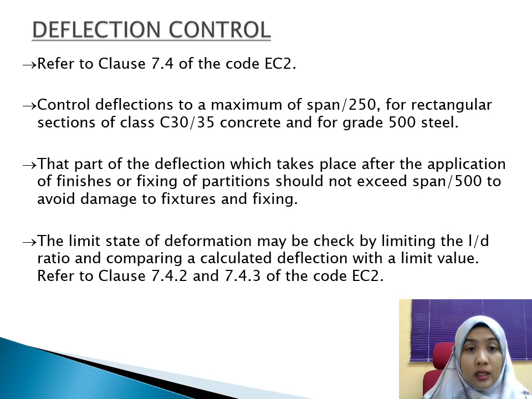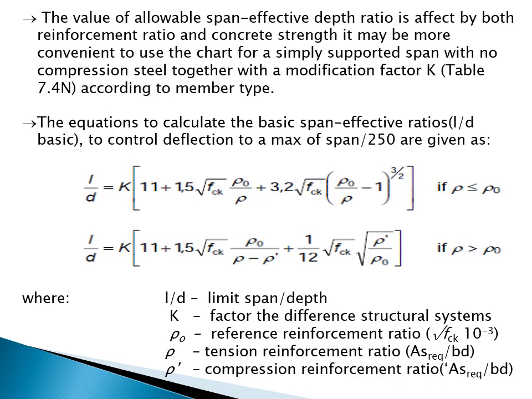Okay, so that is for the crack check, and then we check for deflection by referring to clause 7.4 in Eurocode 2. So for deflection, it is just similar to the one that you have done in slab design, which is we have two equations here, and we choose based on our rho and rho naught value.